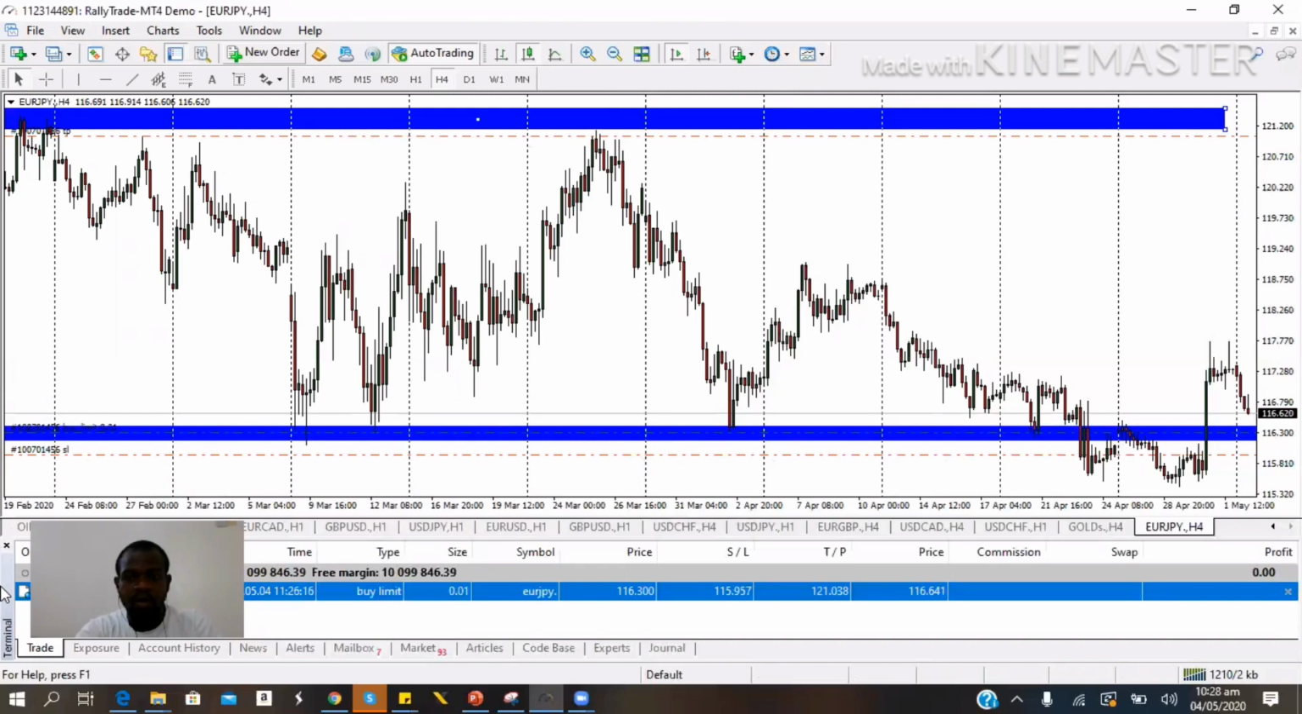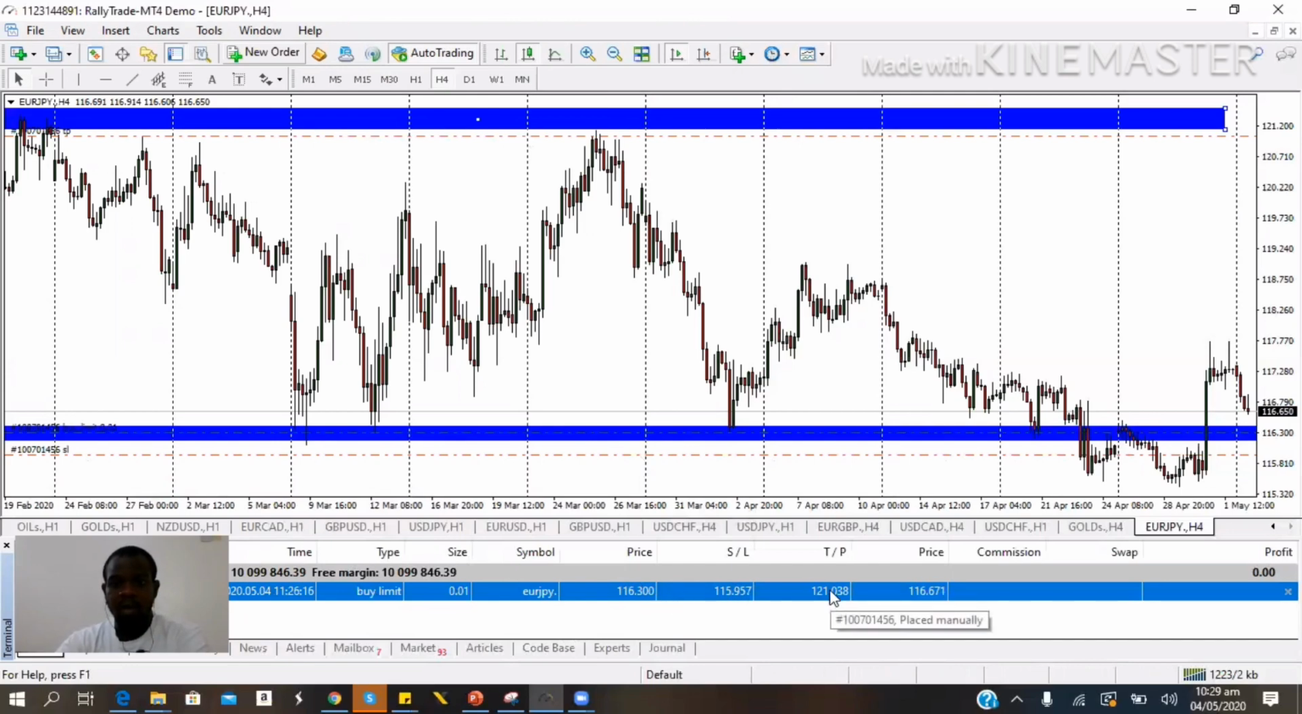How many pips am I expecting? How many pips have I used of my stop loss and my take profits? Now you can see this is my order, so it's still here. You can see the order, buy limit on 0.01 euro against the Japanese yen. This is my entry price. This is my stop loss, and this is my take profits. And this is where current price is.